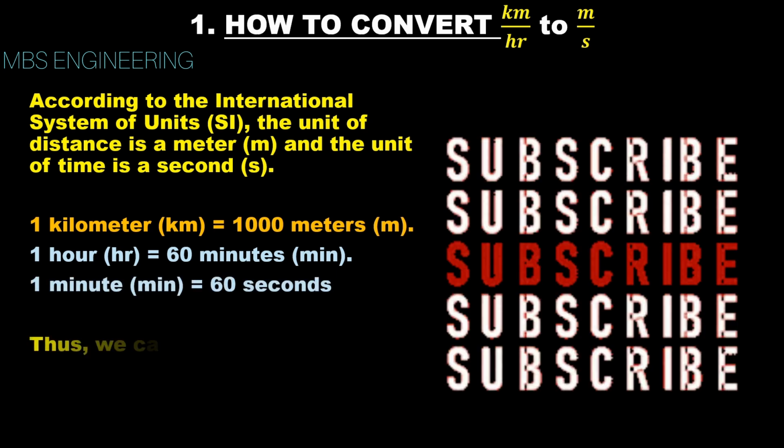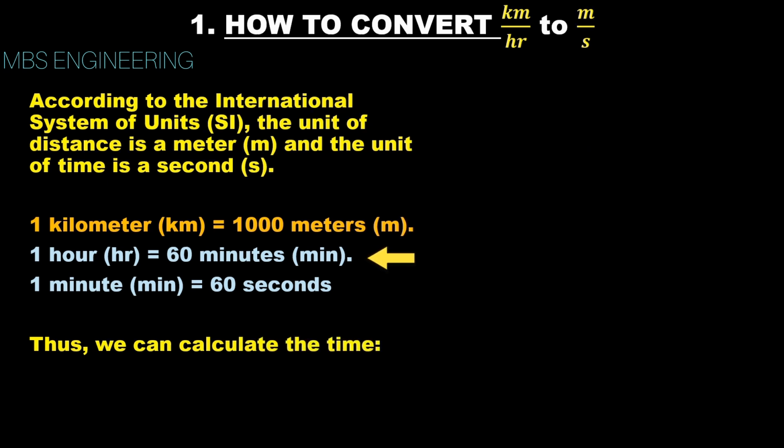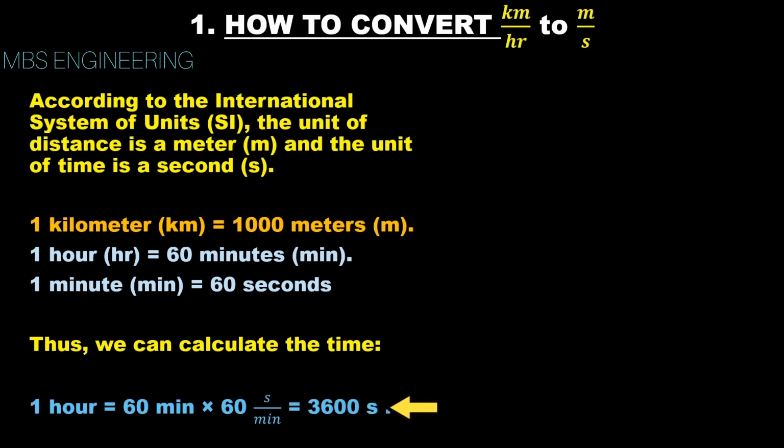Thus, we can calculate the time. 1 hour consists of 60 minutes, and each minute consists of 60 seconds. To calculate the time, we find that 1 hour equals 60 minutes, multiplied by 60 seconds per minute. Therefore, 1 hour equals 3600 seconds.